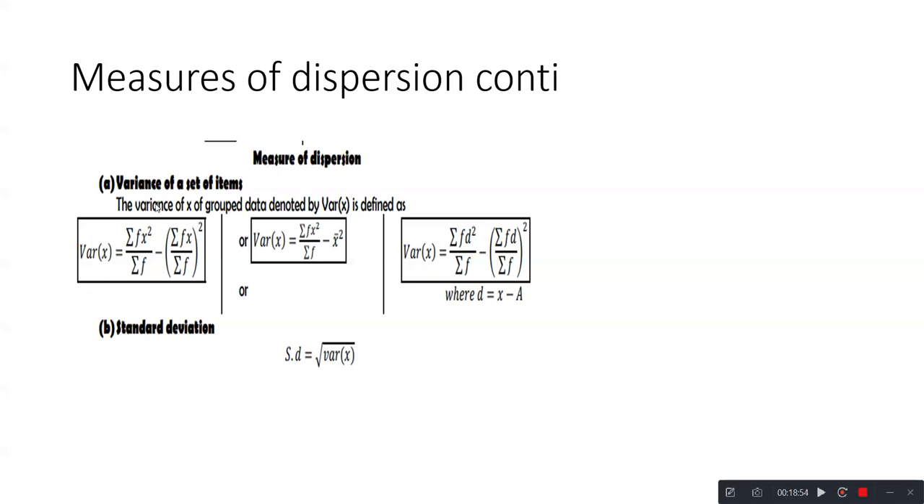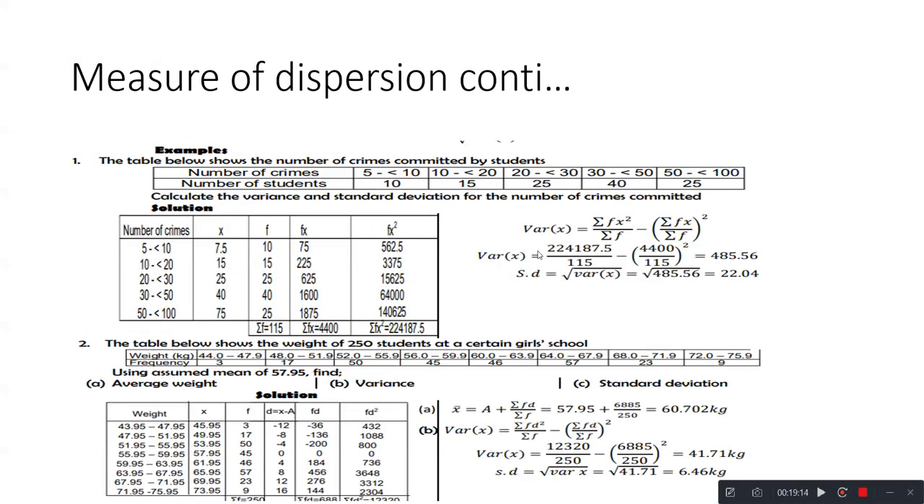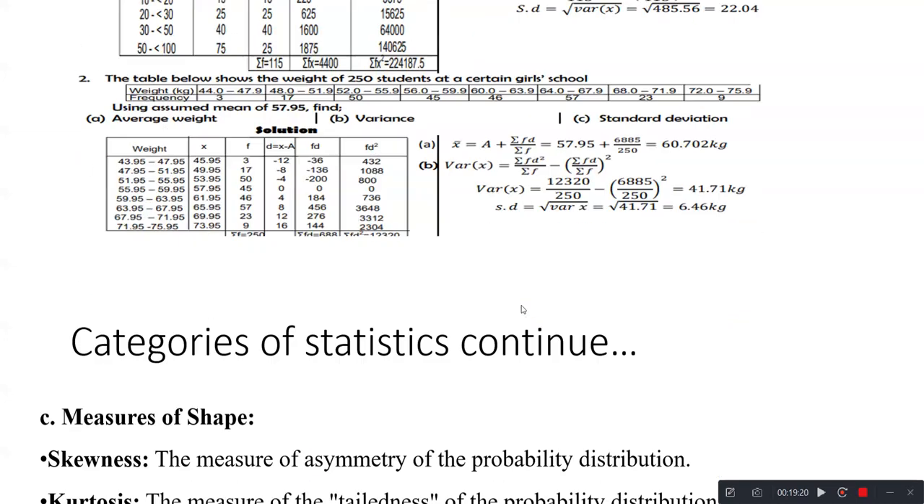So this is your formula for variance, or this. If you have assumed the mean, if they told you to assume the mean, then this formula is the one that you would use. Then standard deviation would be the square root of variance. Take an example, look through this example and try it out. Then I believe you will enjoy.